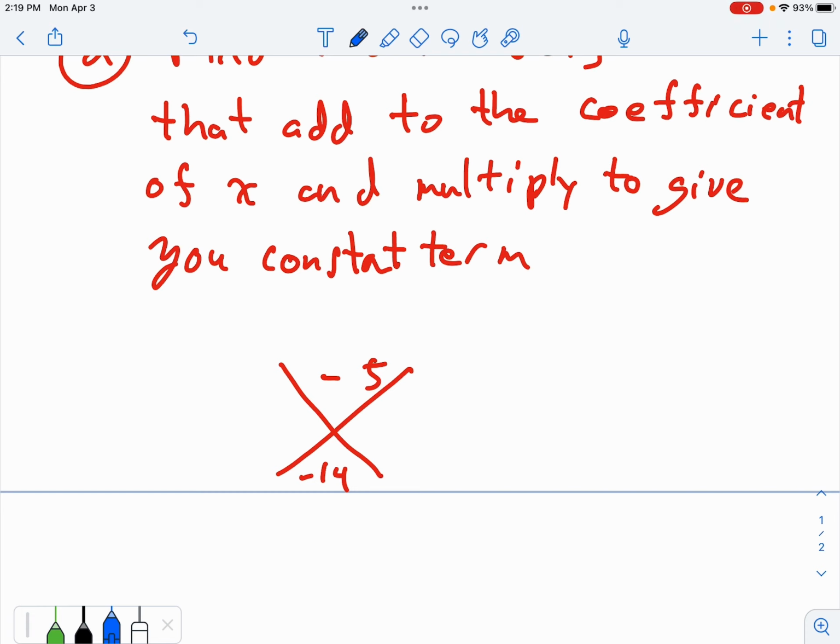So in this case, this would be 1 and 14, 7 and 2, 14 and 1, and 2 and 7. And the reason I'm writing these twice is because I can have minus 1 and 14, I could have 7 and minus 2, I could have minus 14 and 1, and I can also have 2 and minus 7. Okay, so these are all the possibilities. And in our case, 2 and negative 7 work.